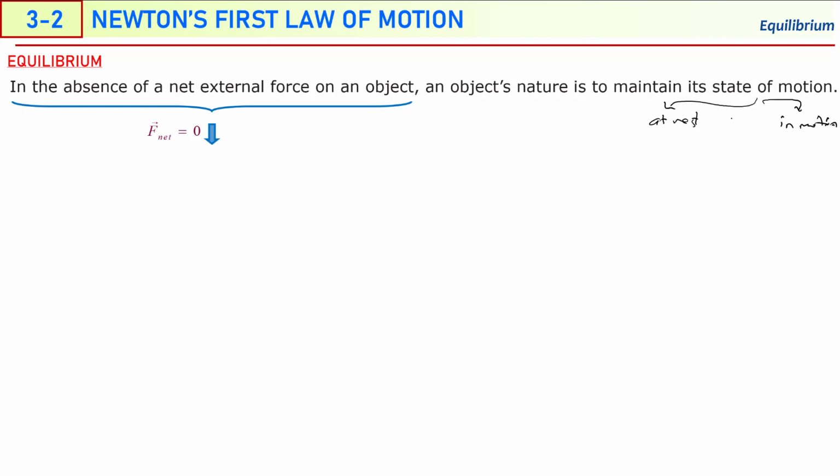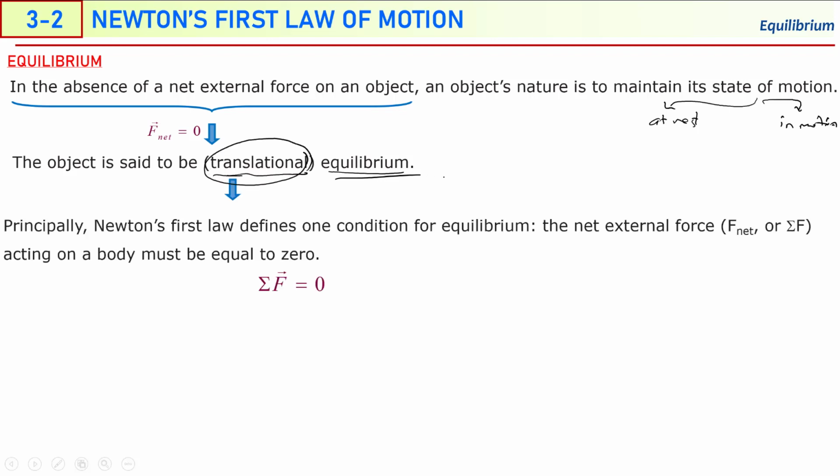The first law of motion describes that if the net force acting on the object is equal to 0, the object will stay at rest if it is initially at rest. An object will move in a straight line path with a constant speed if it is initially in motion. This law, Newton's first law of motion, is also known as the condition for equilibrium. One condition of equilibrium. In the 12th grade, you are going to name it translational equilibrium.